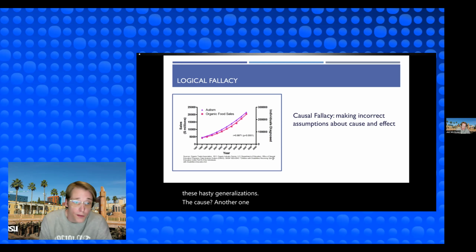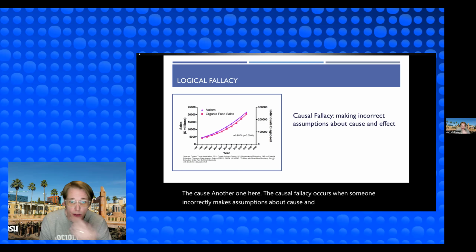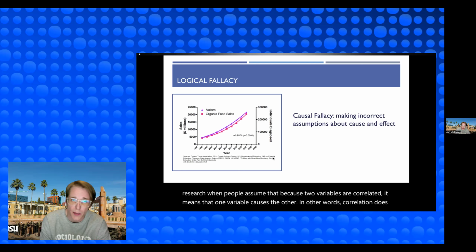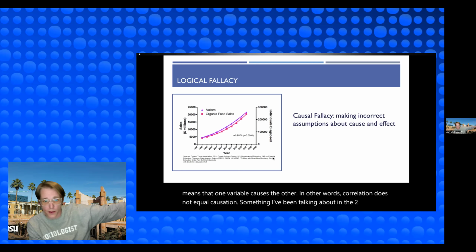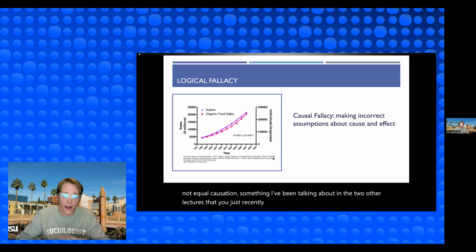Another one here, the causal fallacy, occurs when someone incorrectly makes assumptions about cause and effect. This occurs in research when people assume that because two variables are correlated, it means that one variable causes the other. In other words, correlation does not equal causation, something I've been talking about in the two other lectures that you just recently watched, right? You'll see a lot of these circumstances.